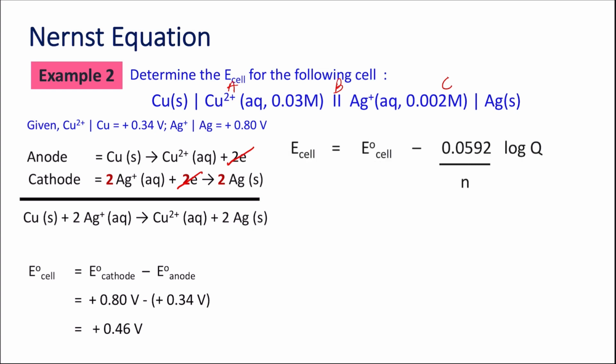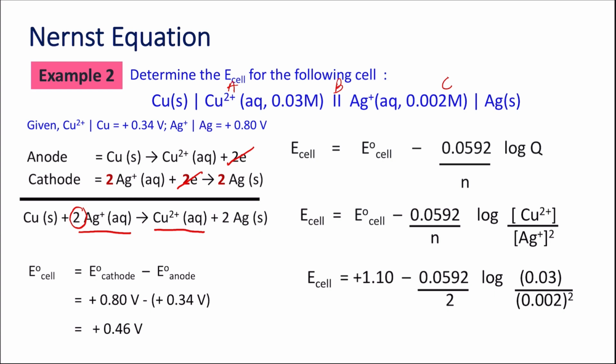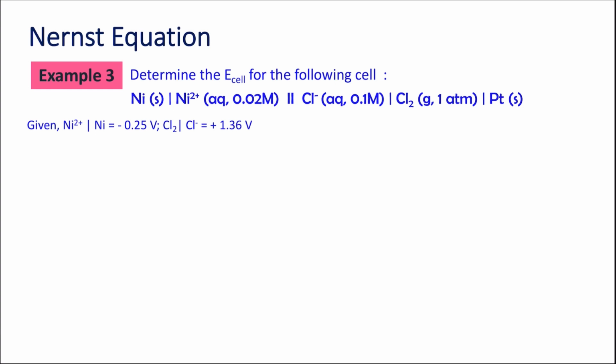And then gunakan Nernst equation. Untuk kes ini kita ada log Q. Q kita adalah untuk copper dan juga Ag+. Tapi kalau lihat Ag dia ada 2 koefisien dekat depan. So jangan lupa letak kuasa 2 untuk Ag+. And then masukkan semua value yang kita ada. Untuk electron transfer dia adalah 2 kat sini. And then you will have positive 0.35 volt. Very easy. Next one, we go for the third example.